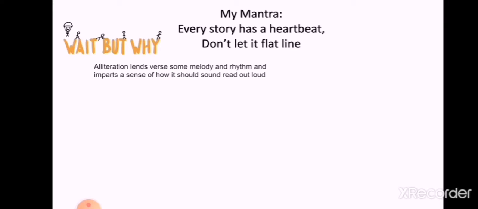Now the question is, how do we add alliteration to our story? Do we write tongue twisters? What do we do? No, you don't write tongue twisters. There has to be an integrated flow of alliterations. When I say integration, what does that mean?